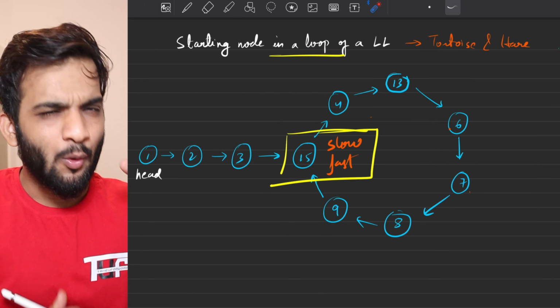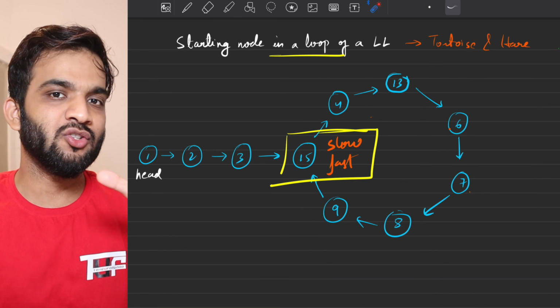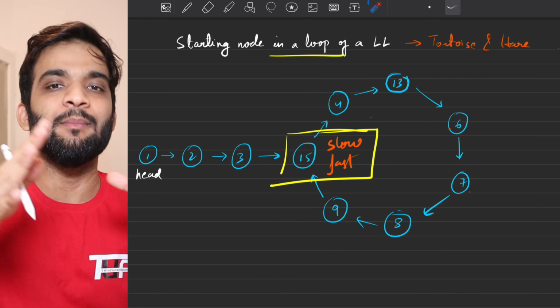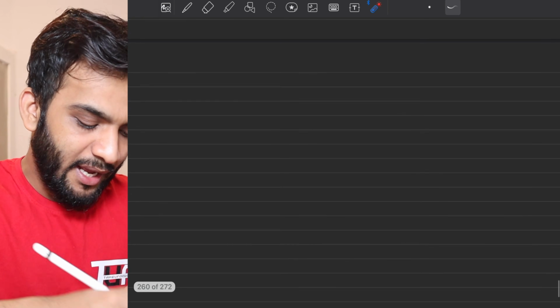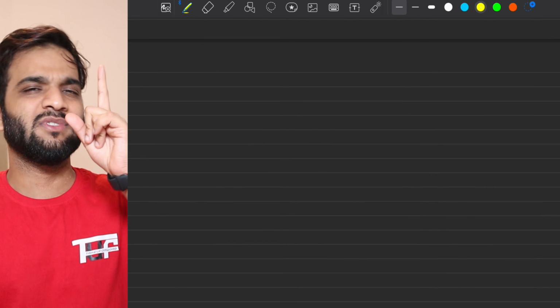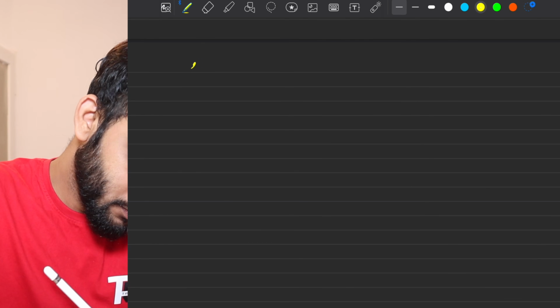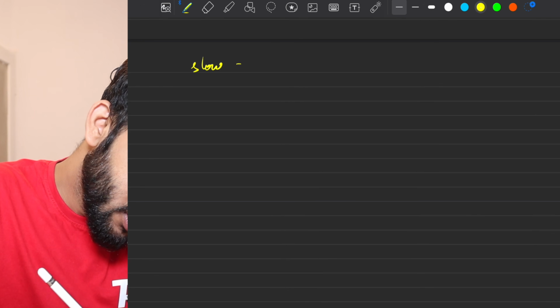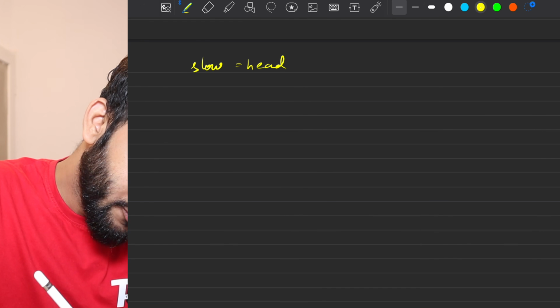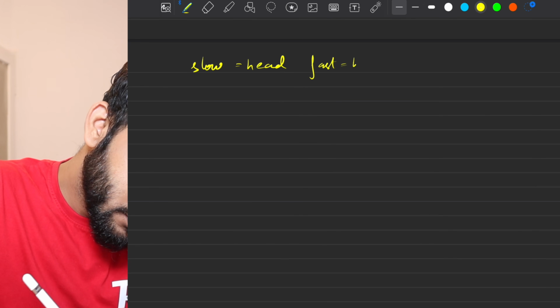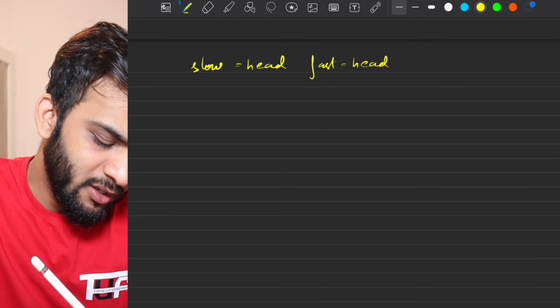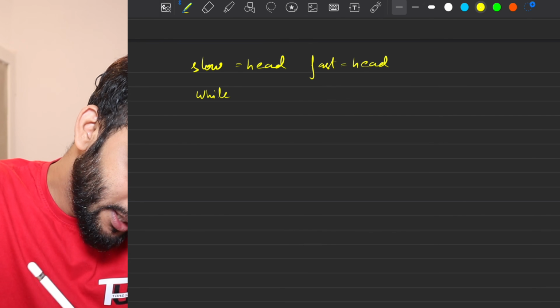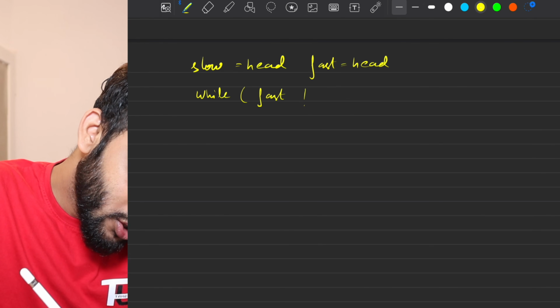Got it? Before I move on to the intuition, I'll be writing down the code. Why? Because I want the code to be in your head, so that when I explain the intuition, you can easily map it. Got it? So I'll write down the code. Step 1, detecting a loop. Slow and fast pointers: slow pointing to head and fast pointing to head. Let's keep them moving, and we'll keep them moving till fast is not null.